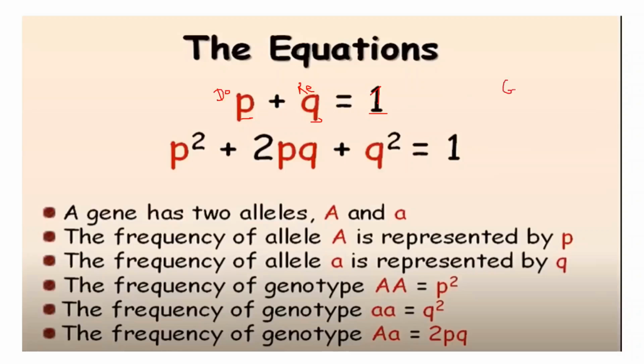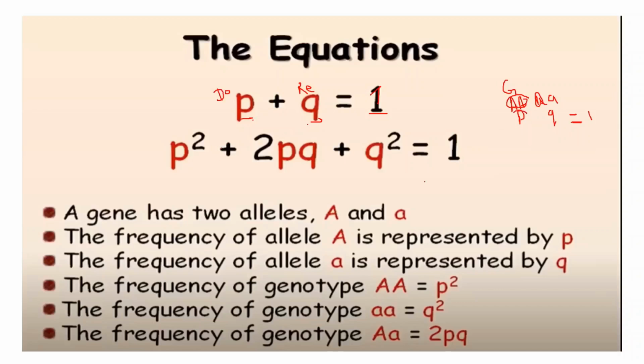This is because the gene is present in a diploid organism, so it has two alleles. Either it can be A or it can be small a. It is represented by small p and small q. The dominant one is represented by small p, and the recessive is represented by small q. This should be equal to 1. But this is the single allele we are talking about, whereas you have two alleles, A or small a.